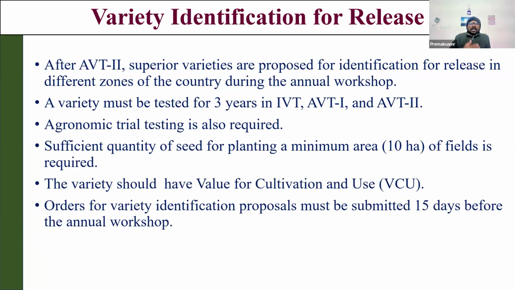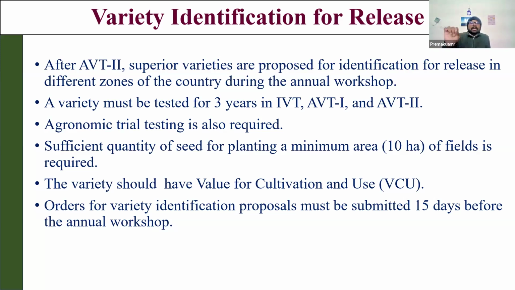Then how does this process go? After 3 years of testing, the best variety goes forward, and the breeder has to supply sufficient seed for large scale trials, like seed kit trials. Normally, the seed kit trial follows in the farmer field in an area of more than 10 hectares, and evaluation is done again. Then they will check for value for cultivation and use. Either this particular variety is agronomically good, or in terms of yield it is good. One term you should remember: value for cultivation and use.